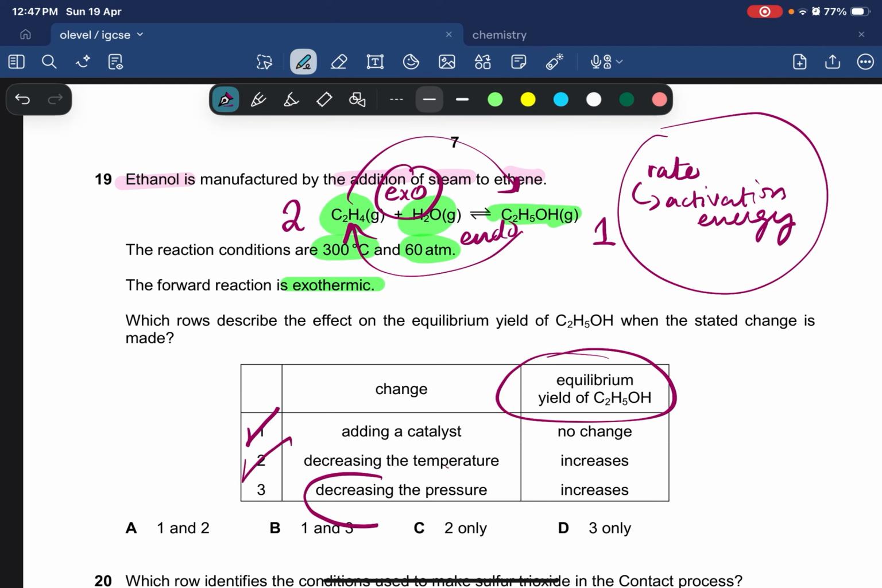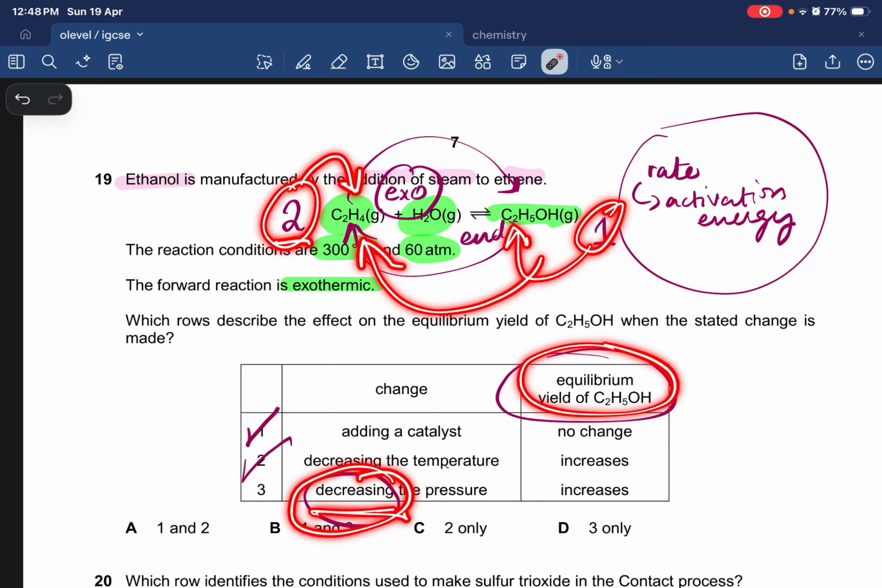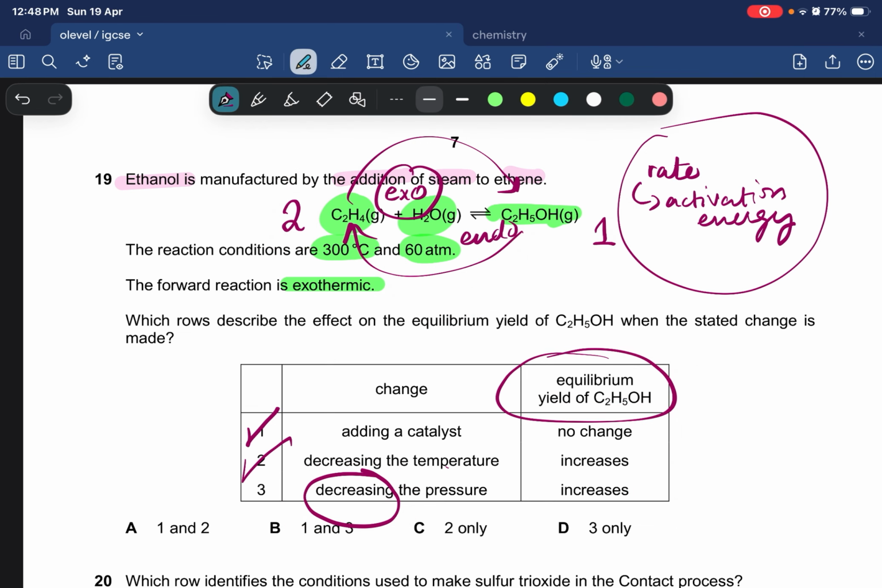Decreasing the pressure. When you decrease the pressure, equilibrium moves towards the side that has more moles. There are 2 moles on the reactant side and 1 mole on the product side. So when you're decreasing the pressure, equilibrium is going to move toward the side that has more moles. That's going to move backward. So the yield of this ethanol is not going to increase, it's going to decrease. So this is incorrect. Only 1 and 2 are correct.